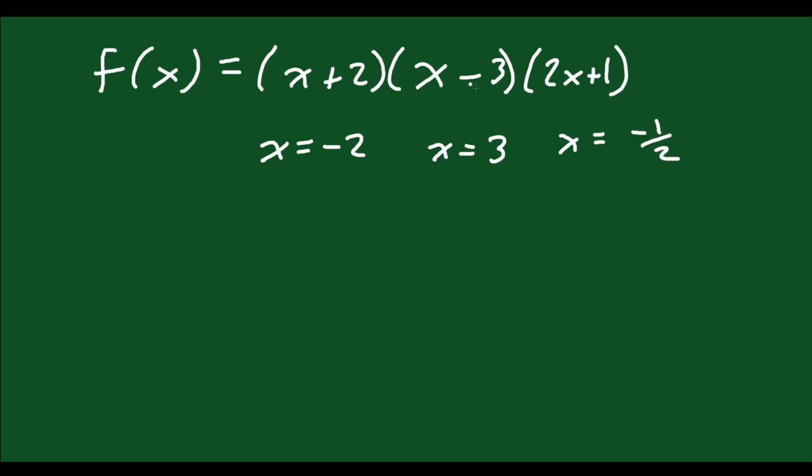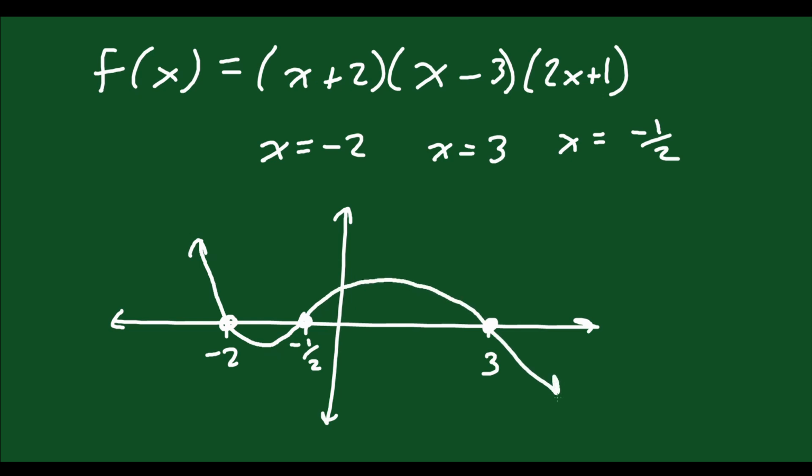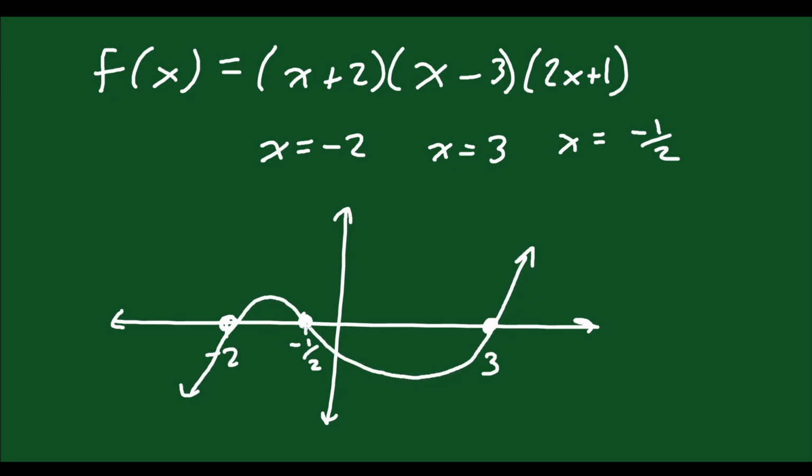I just set each bracket to 0 and solve for x the exact same way you would find the roots if you had a quadratic, except now we have 3 brackets instead of 2, right? 3 factors instead of 2 factors. If you want to graph this, just as a sketch, you'd say, okay, here's negative 2, here's negative a half, here's 3. Those are your roots, 1, 2, 3. And there's 2 ways you can draw this, right? You can draw it like this, or you could draw it like this, right? Because it can only cross at those roots.